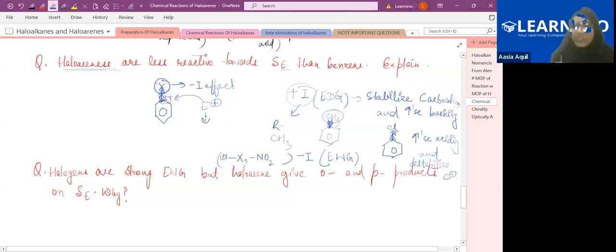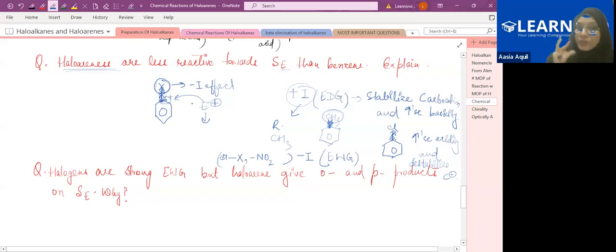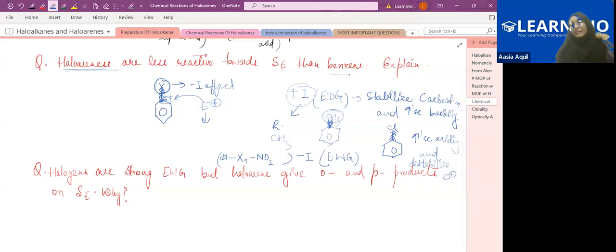Repulsion will be felt here, right? Between this carbon position and the electrophile, repulsion will be created. Due to that, haloarenes are less reactive towards electrophilic substitution reaction than benzene. Clear? Jubita and Muniba, is it clear? Why haloarenes are less reactive towards? Yeah. So just remember, due to the minus I effect, haloarenes show minus I effect.